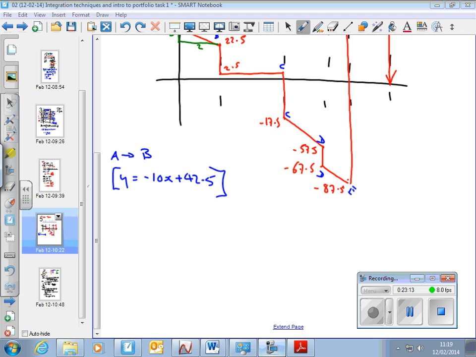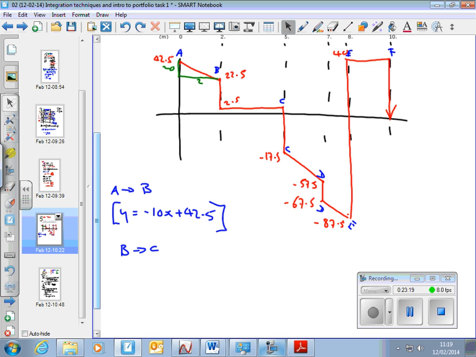What about B to C? What's the equation of that line? This line here. y equals mx plus c is the general equation of the line. What's the gradient? Say again, Andrew? Naught, right. So there's no gradient, therefore 0x. It's just a constant. y equals, what's the y-intercept? 2.5, right. If I extended this line back it would cut at 2.5. So in other words, the equation of the line between B and C is y equals 2.5, a horizontal line.